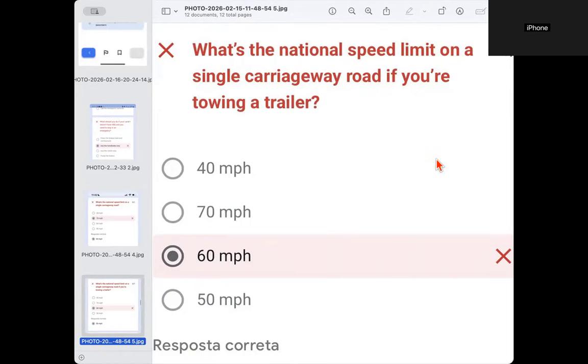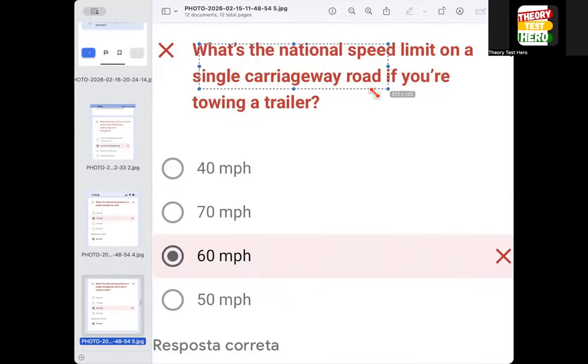Okay, cool. What's the national speed limit on a single carriageway road if you're towing a trailer? Let's answer this one together. So Mariam is saying D. Julie saying D. Christine is saying D as well. Yeah, so lots of you are saying D, which is correct. So the person chose C, but C would be correct if they weren't towing a trailer, isn't it? So you have to be really careful in this kind of question, because sometimes people will read the first bit of the question and then they'll stop reading.